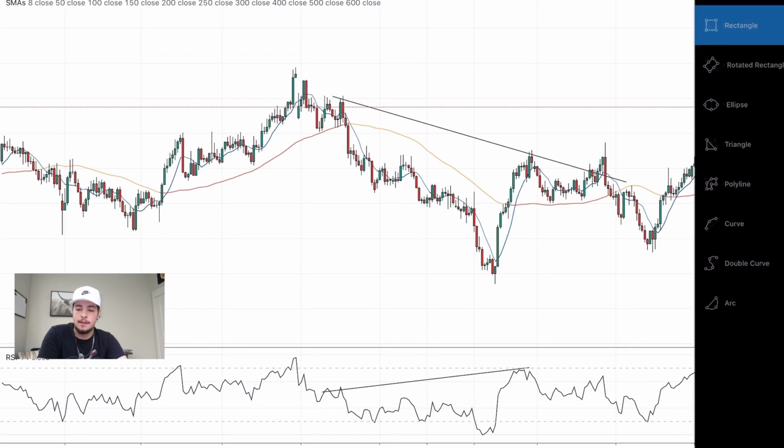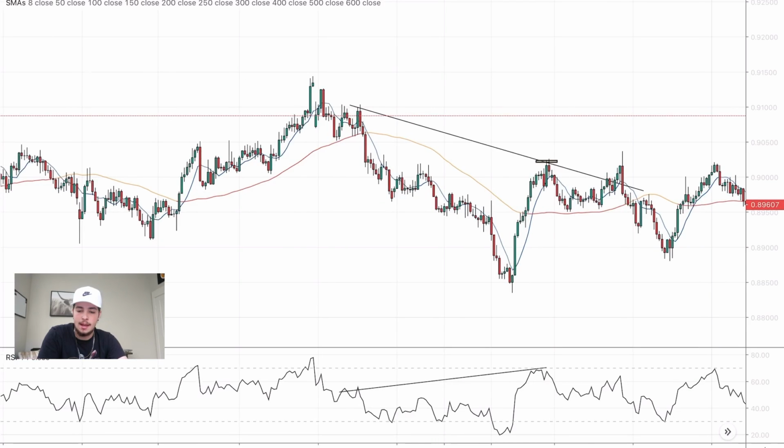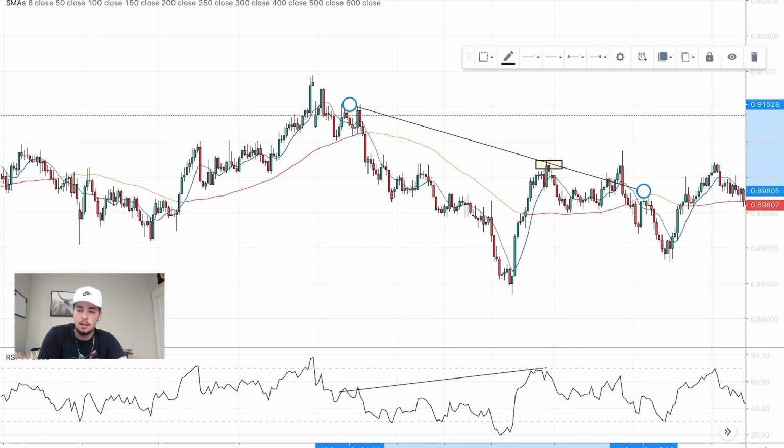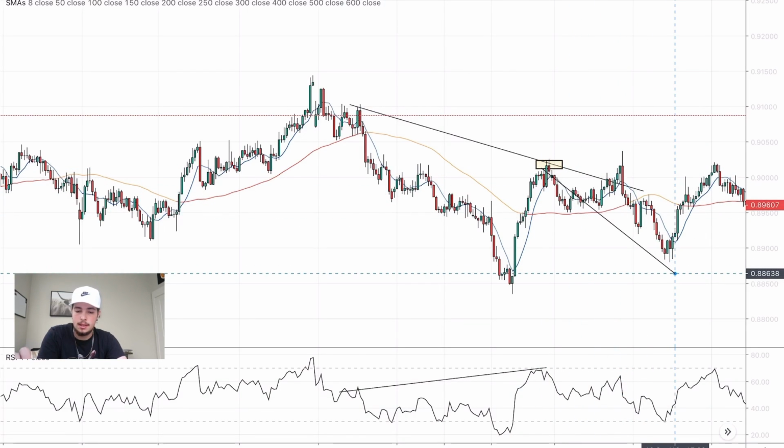This is a sign of a bearish divergence move. So now what do we see? We see price pretty much plant that divergence, and then we see price drop to the downside.